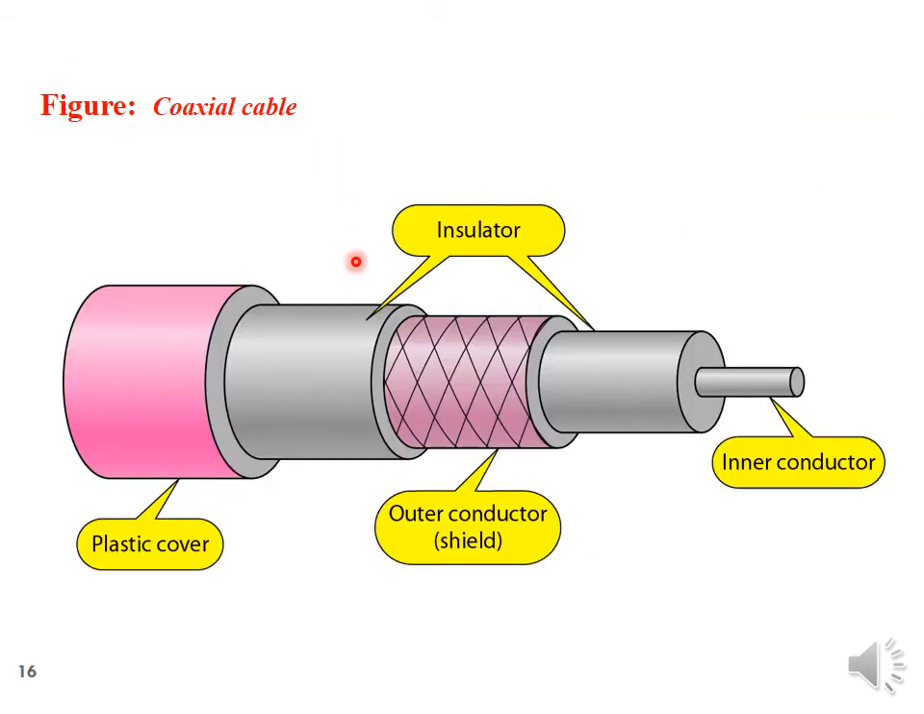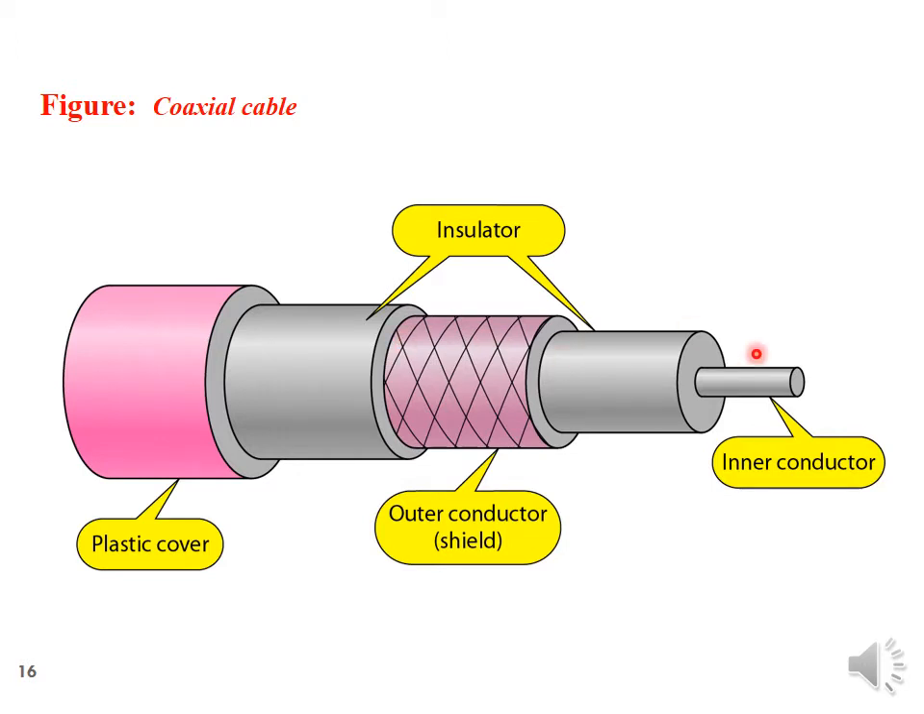As you can see in this diagram, the coaxial cable consists of only a single copper wire, and this single copper wire is covered or enclosed by an insulator. Then that insulator is again enclosed by an outer conductor, which can either be a metal foil or a braided mesh. Then after that again an insulator covering is provided, and finally the full wire is put inside a plastic cover. So this is the diagrammatic representation of a coaxial cable.